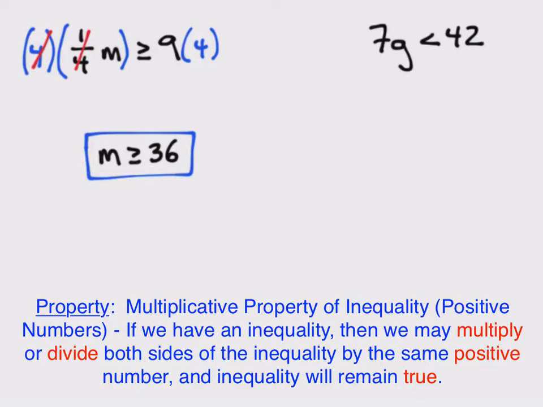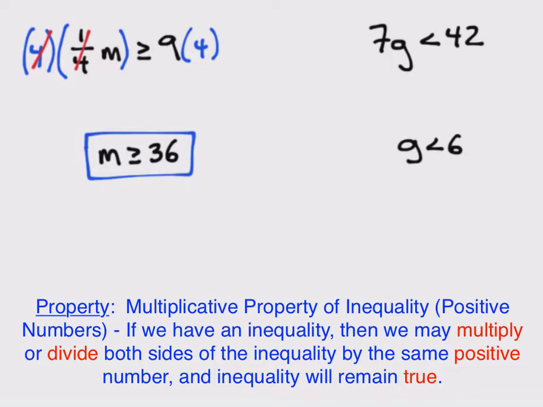In our second example, 7 times g is less than 42. We know that if g were exactly equal to 6, then 7 times g would be equal to 42. So g needs to be anything less than 6. Well, now we've kind of solved this inequality using our intuition. How could we solve it using algebra?